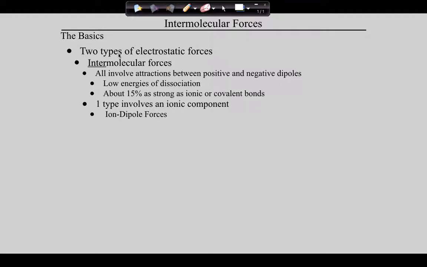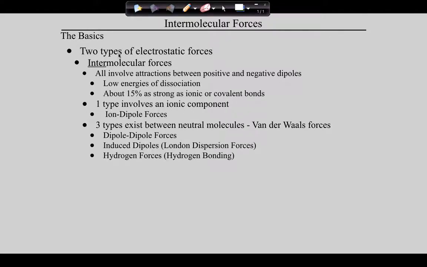We looked at them in the book. Here's the overview. So guys, we're going to start here with the one type of intermolecular force that involves an ion. They're called ion dipole forces. Then there are 3 types of forces that exist between neutral molecules. These are called Vander Waals forces. And so this is the order that we're going to do them. We're going to do dipole-dipole forces, induced dipole forces, and then hydrogen bonding. So this is way out of order compared to the book, which lines them up from weak to strong, but this is the order we're going to do them.